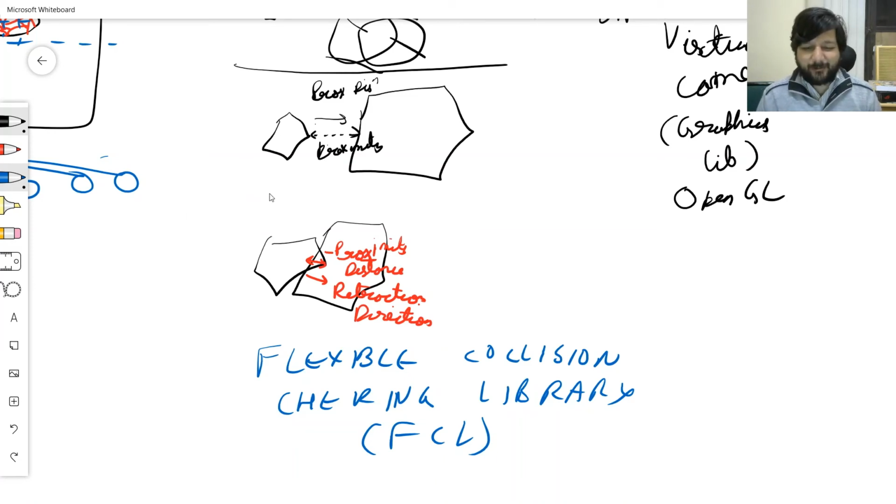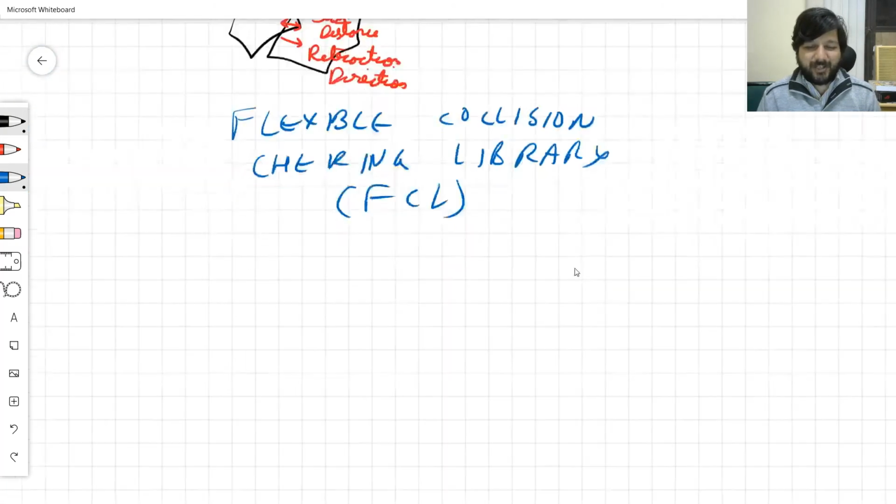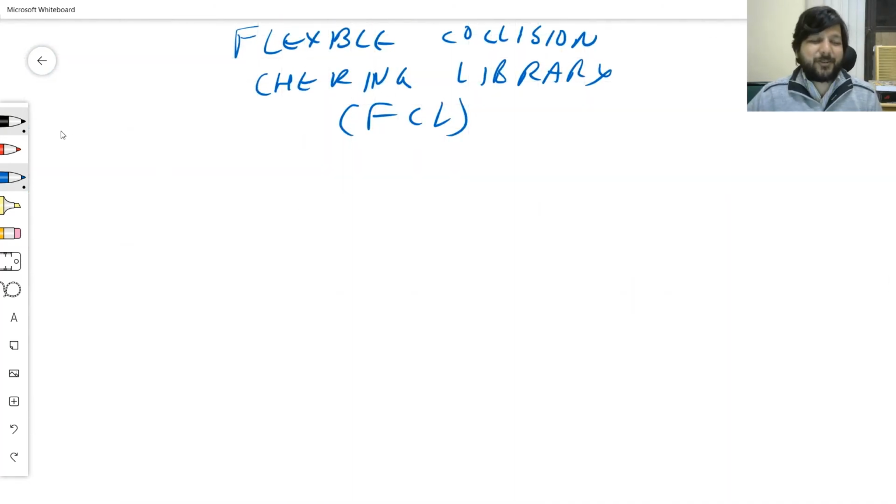Now, there's something interesting for a collision checking library. There are some objects which collide, but the collision checking library is never bound to say that they are colliding because of the definition. Technically speaking, I take this part and this part and this part and I join them to make a robot. So they are part of the same body. Even though they are touching each other, they are colliding, but the library will never report it because they are part of the same robot body.